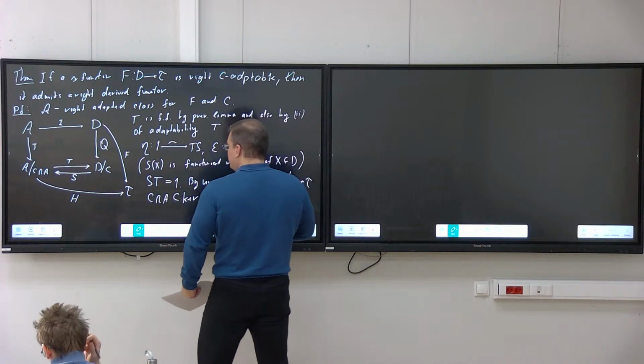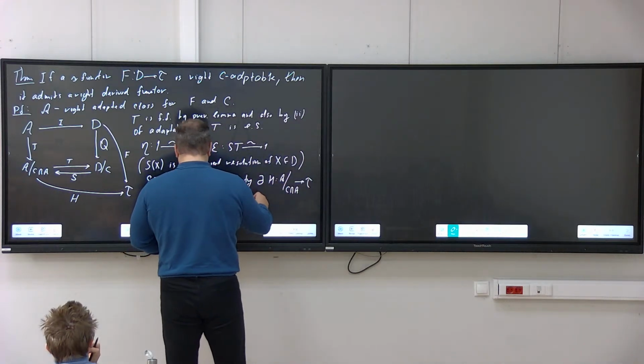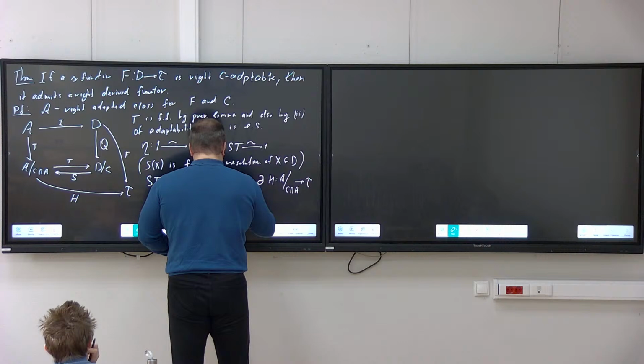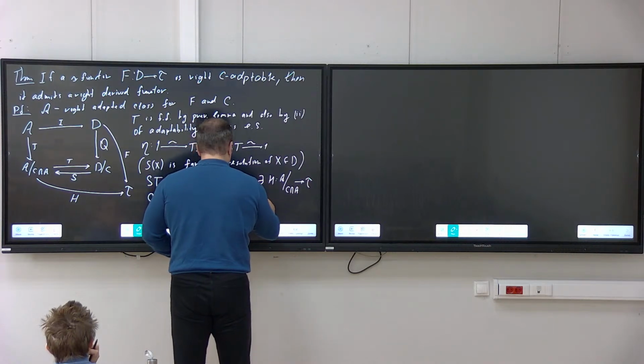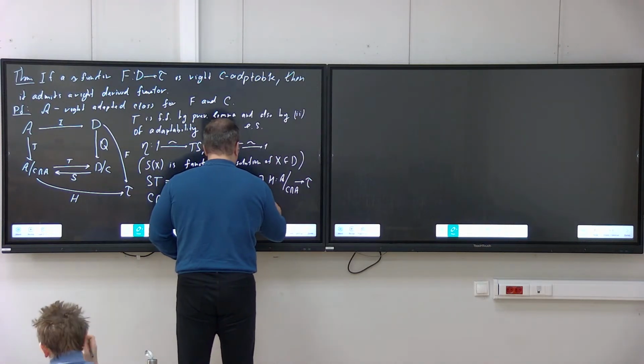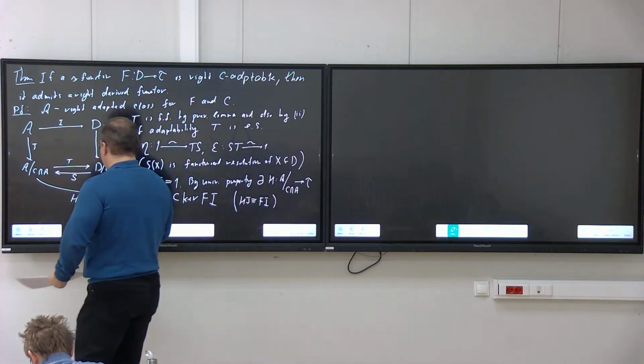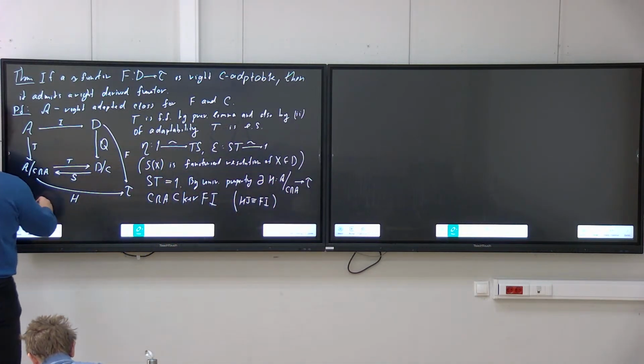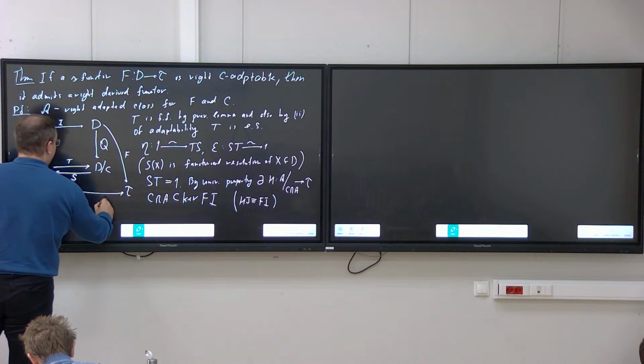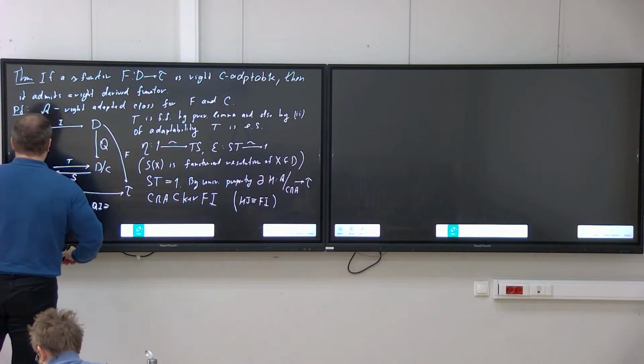We can notice also, maybe later for the computations we'll need, that Hj is isomorphic to Fi. And also, by looking at this diagram, we can notice that Qi is isomorphic to Tj.